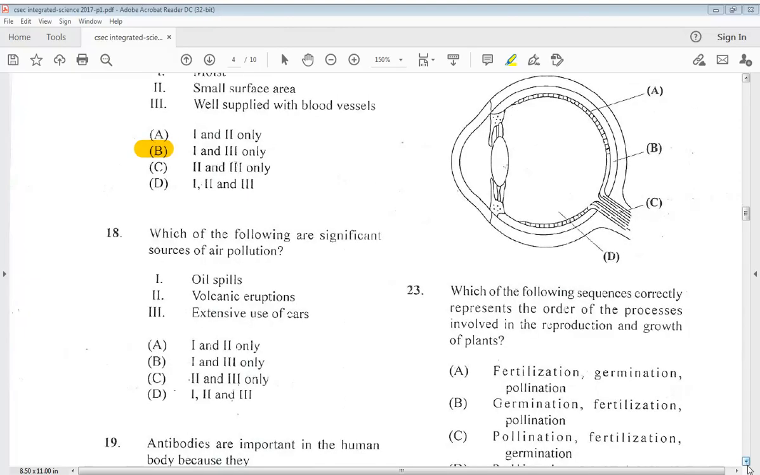18. Which of the following are significant sources of air pollution? 1. Oil spills. 2. Volcanic eruptions. 3. Extensive use of cars. Now we know oil spills is not a source of air pollution. So that would be out. So we know our answer is 2 and 3. C for our answer.